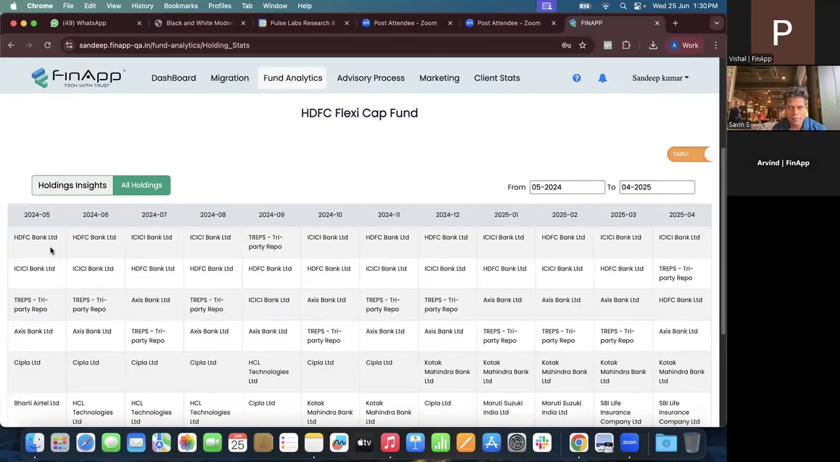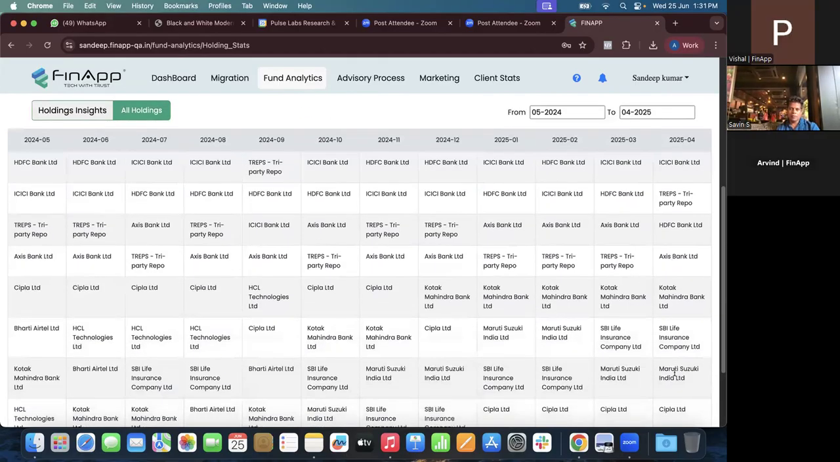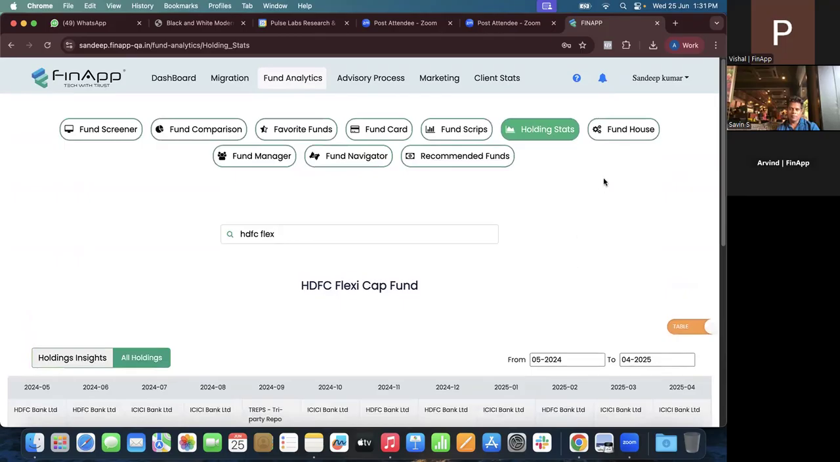At one moment ICICI was the top holding, and then debt also came in, and HDFC became the top holding. But over a period of time, they are all changing. Right now ICICI is the top holding. Credit is second, third is HDFC Bank, fourth is Axis Bank, fifth is Kotak Bank. So this is how this thing will happen.